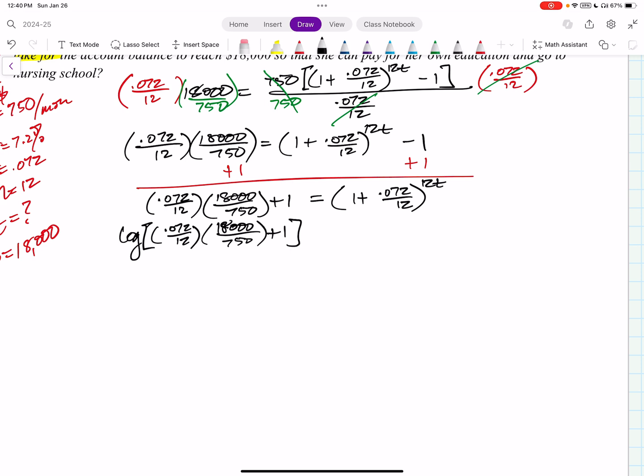Okay, just keep it in square brackets, and then take the log of the right-hand side. Now, that's important because one of the log properties that you are learning is that you're allowed to shift the exponent, which is 12t, to the front of the log. And you'll need to do that because you've got to solve for t. So shift the exponent to the front.